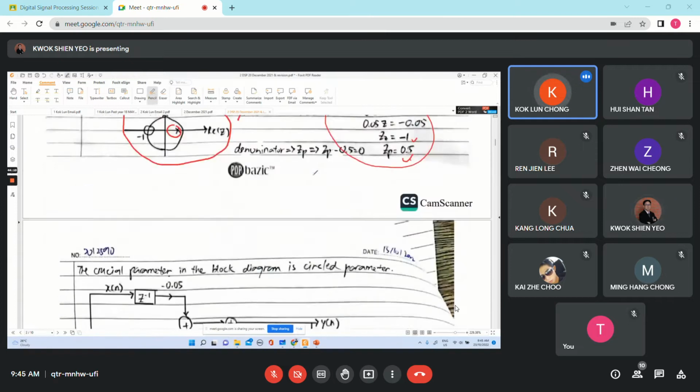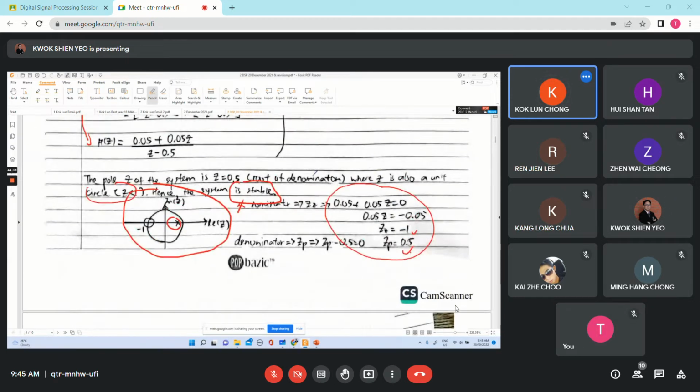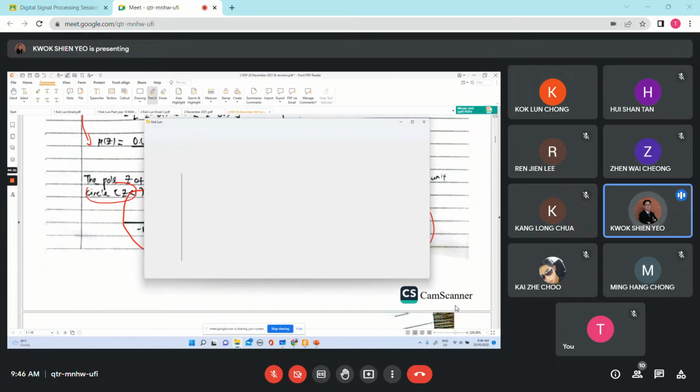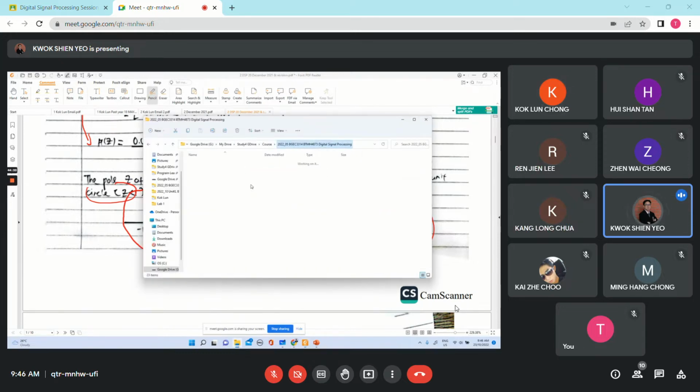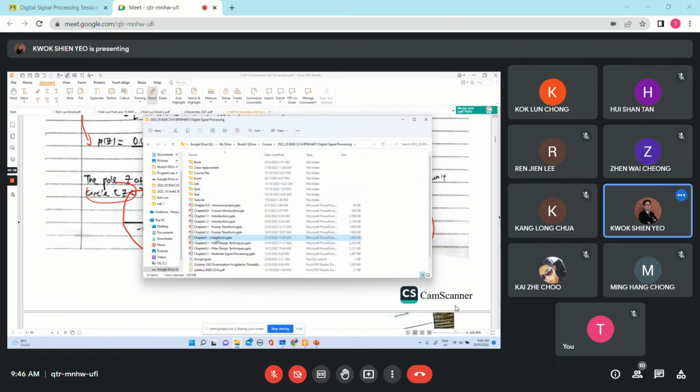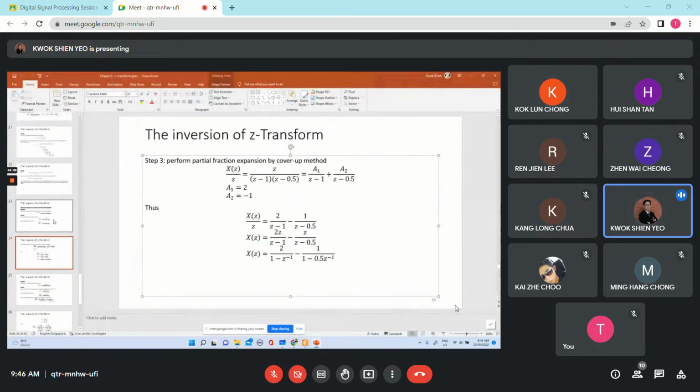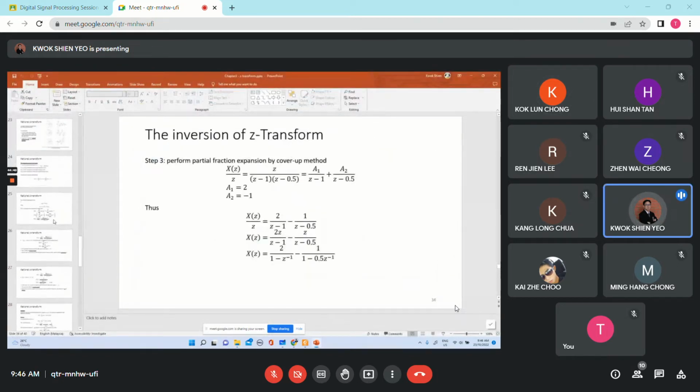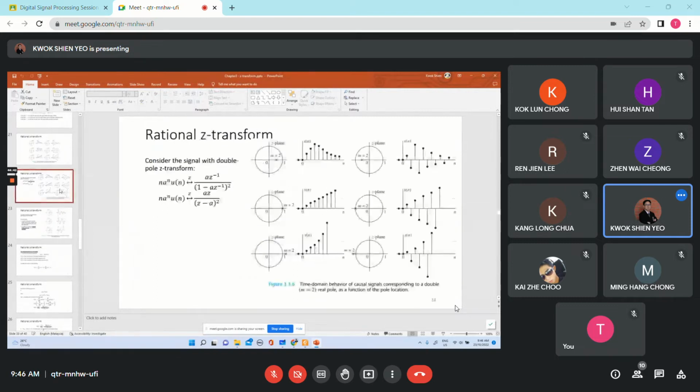Sir, actually for how to determine the system is stable, the point must be within the circle, right? Yes, this pole must be within this circle. If it equals 1, it is partially stable. Yes, this one you can refer to the slides here, Z transforms, stability.